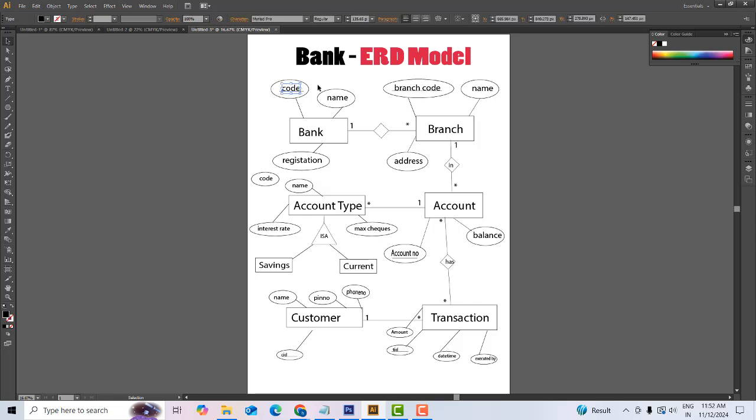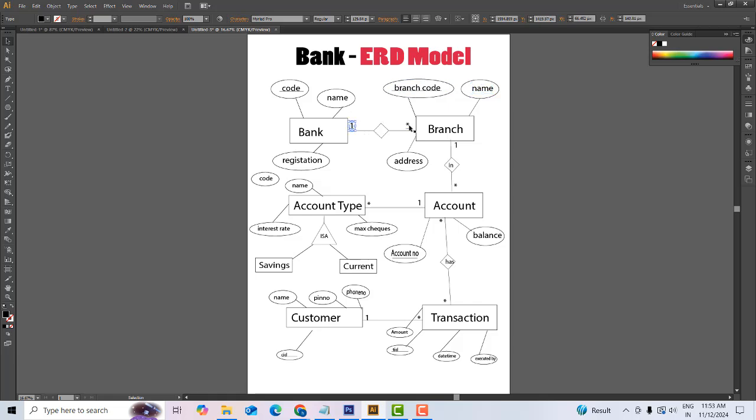You declare the primary key in an ER diagram this way. It has other attributes: the name of the bank and the bank registration. These are the three attributes. Branch consists of address, branch code and name. These are the attributes.